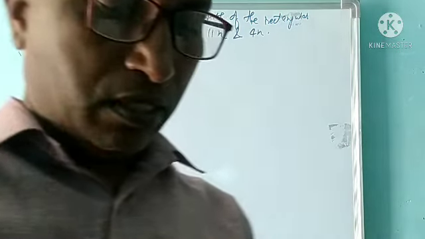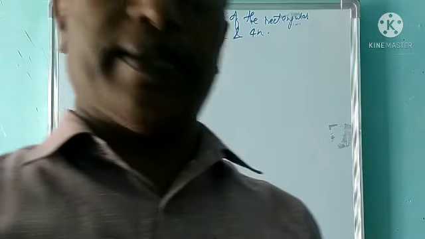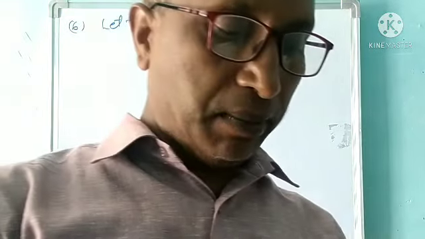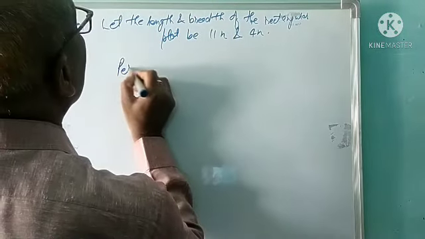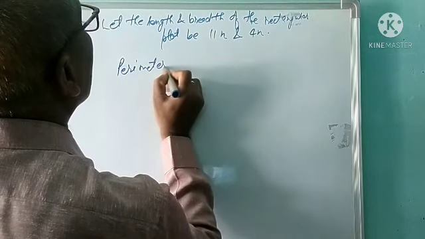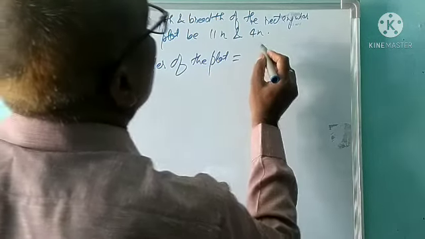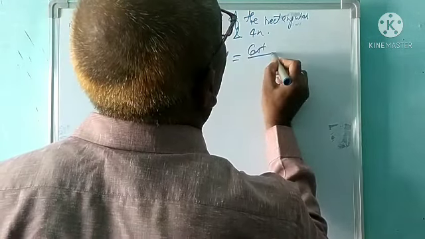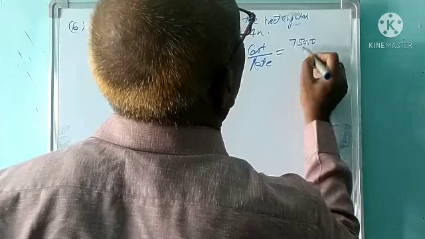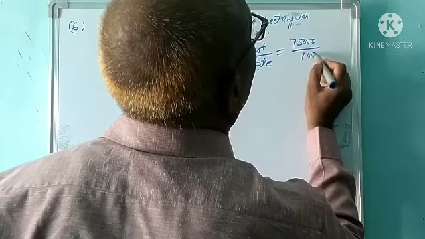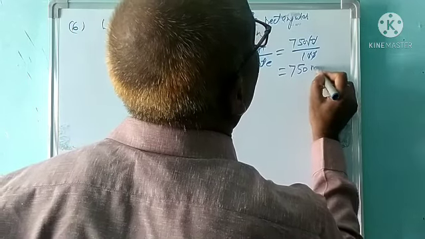And fencing cost is 75,000 and rate is rupees 100 per meter. Therefore, perimeter of the plot is equal to cost upon rate, that is 75,000 upon 100, means 750 meter.